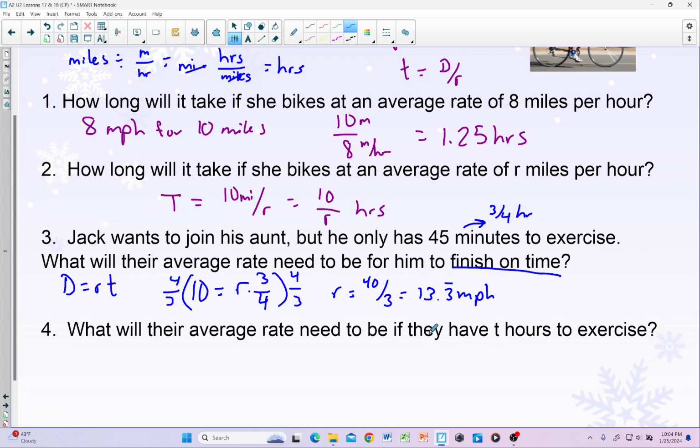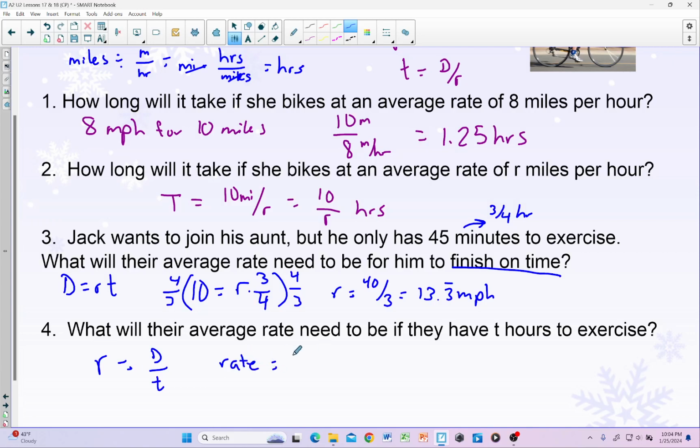So now let's generalize this. What will their average rate need to be if they have t hours to exercise? Okay, so t hours to exercise. Well, same thing, right? If you notice what I did, I'm solving for r. So if I take this equation and I solve it for r, I get r equals d over t.